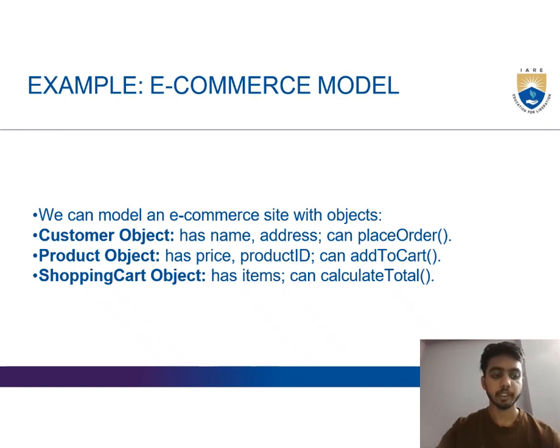By defining each component as an object, it becomes easier to connect them and manage the overall system, just like assembling building blocks. If you want to add a new feature later, like discounts or reviews, you can simply extend the existing classes. No need to rewrite everything.